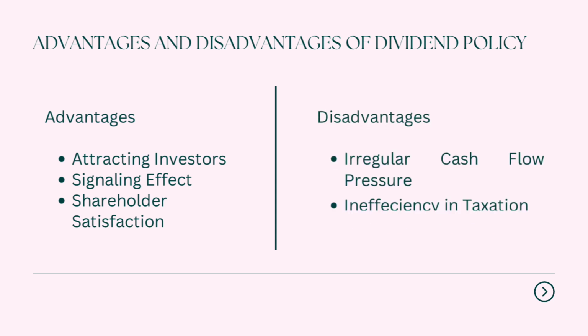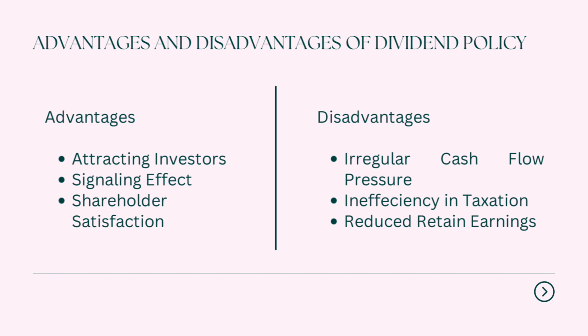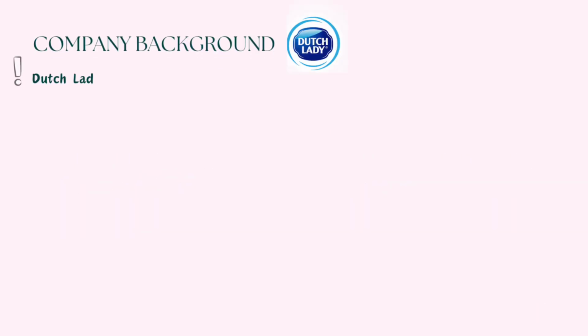Then we are going to talk about the disadvantages of dividend policy. The first one is irregular cash flow pressure. Companies may feel pressured to maintain dividends even during financial hardships, potentially straining liquidity. Second one, inefficiency in taxation. Dividends are subject to double taxation, which is corporate income and personal taxes, reducing the net income for shareholders. And last one, reduced retained earnings. Paying dividends limits the funds available for reinvestment and growth opportunities.